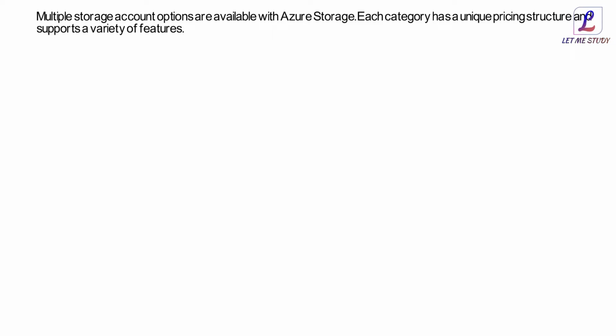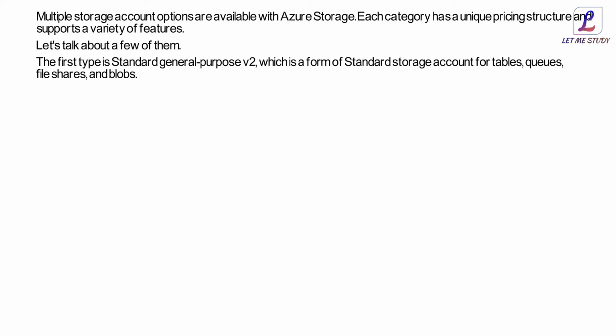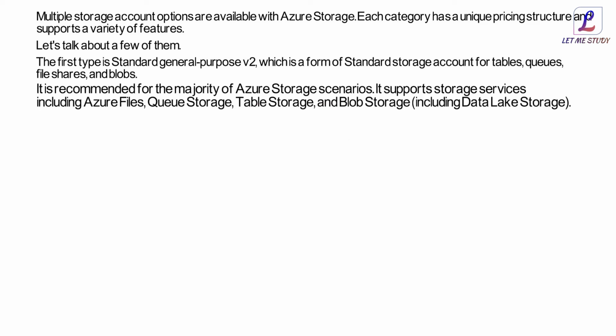Multiple storage account options are available with Azure Storage. Each category has a unique pricing structure and supports a variety of features. Let's talk about a few of them. The first type is Standard General Purpose V2, which is a form of standard storage account for tables, queues, file shares, and blobs. It is recommended for the majority of Azure storage scenarios.